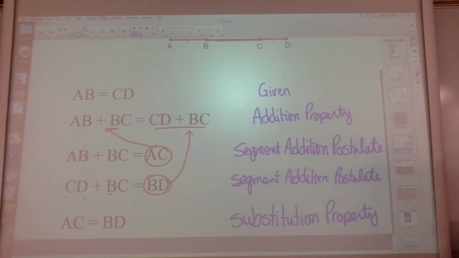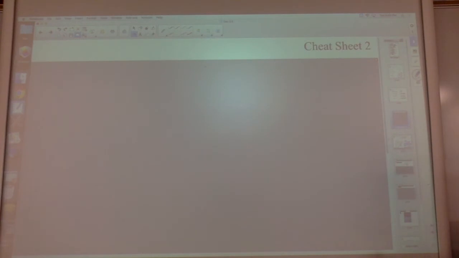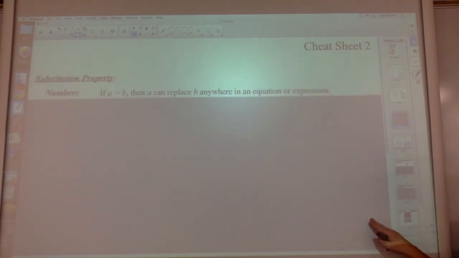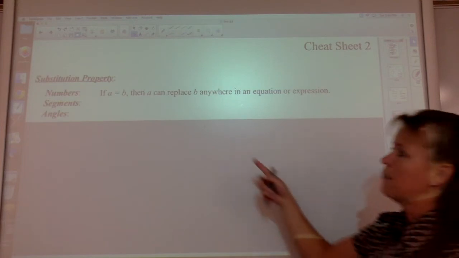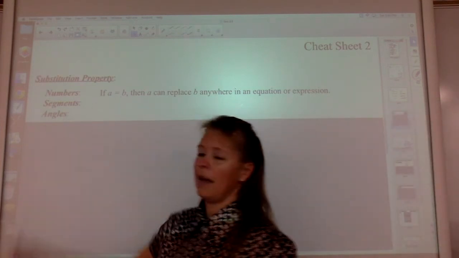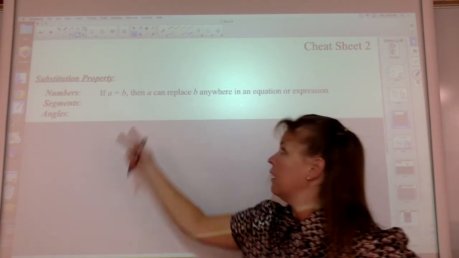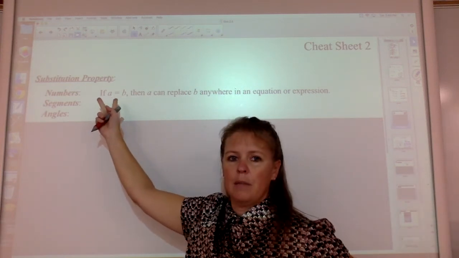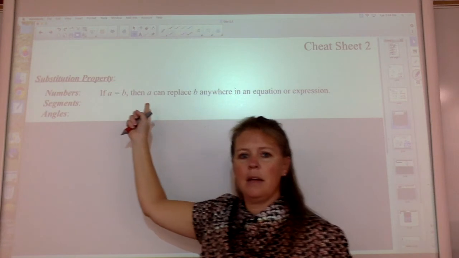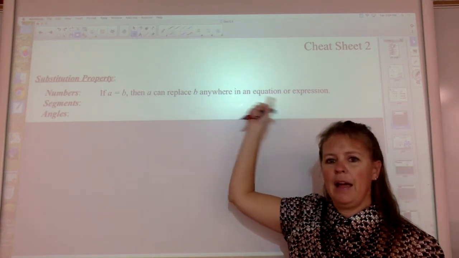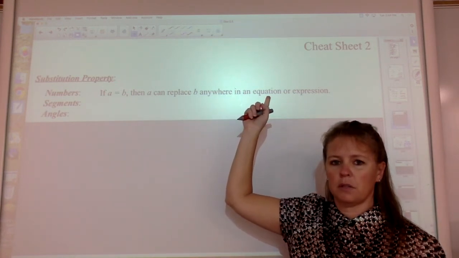Can't spell substitution? No problem, because you get another cheat sheet. Go ahead and flip to page 2 on your cheat sheet. Or maybe don't look at it right now. Substitution property works for numbers, segments, and angles. If two things are equal, A and B are equal, then A can replace B anywhere in the equation or the expression.